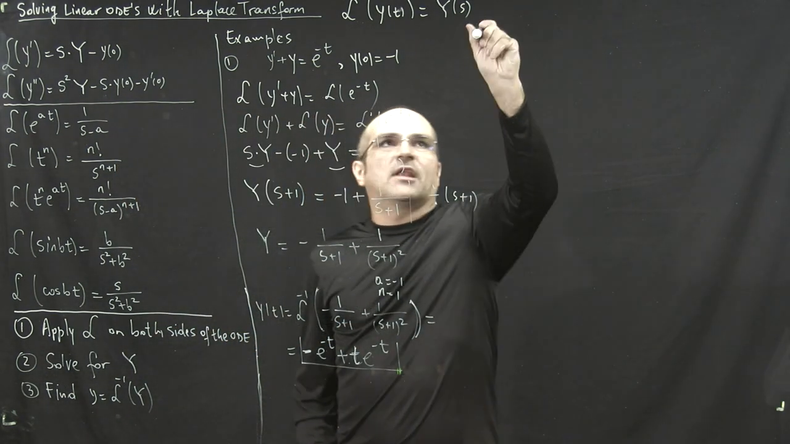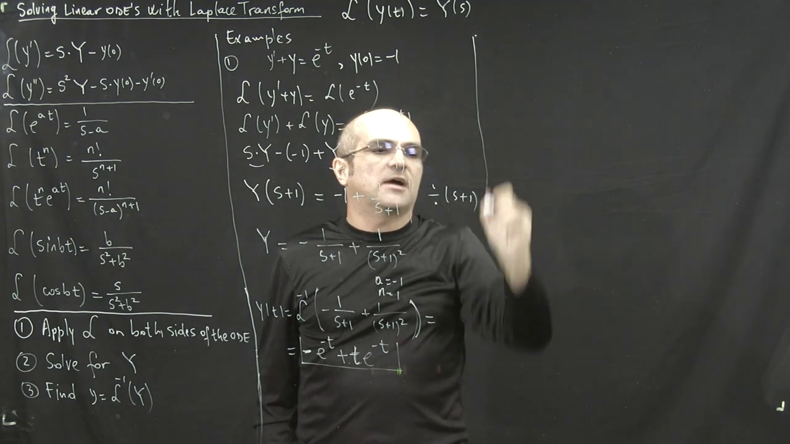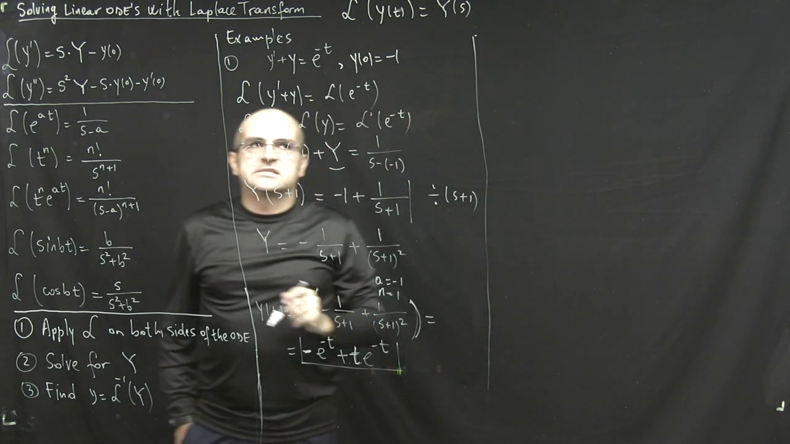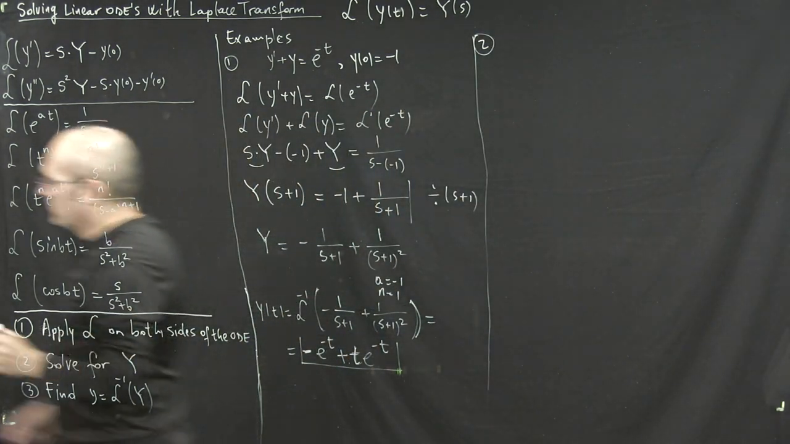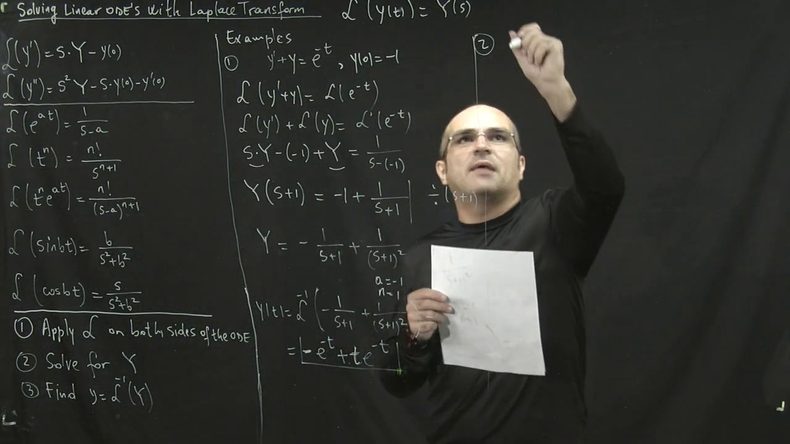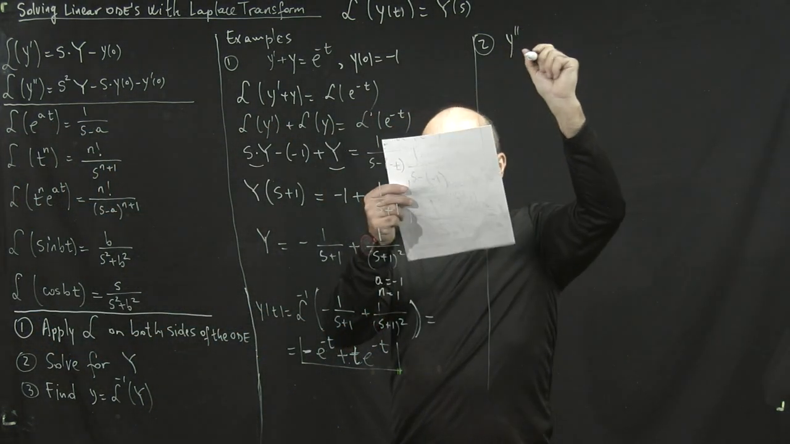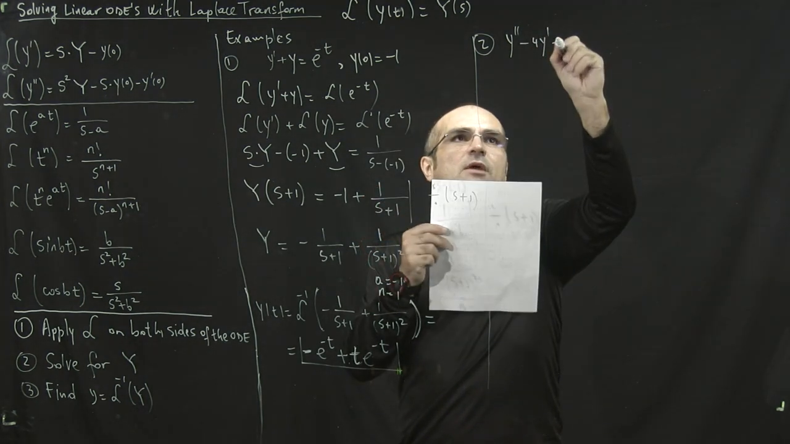Let's actually go over now a second example, where we have a second order ODE. So suppose we have y double prime minus 4y prime plus 3y equals 0.